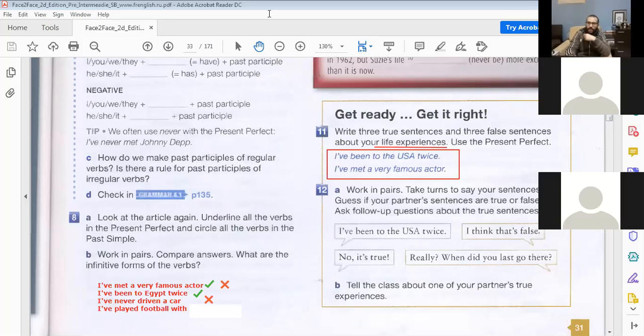Okay, so let's write that. With the school team, and this was true. Were you a good football player? In the past, but now I think no. Nice.